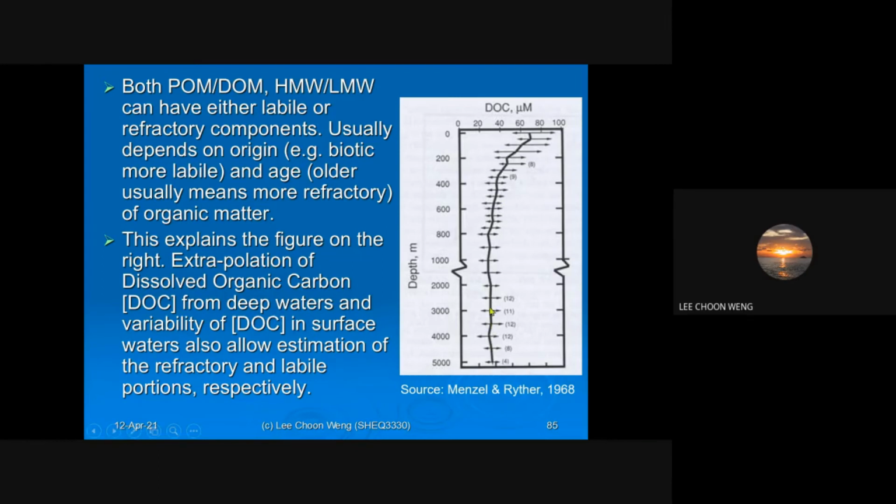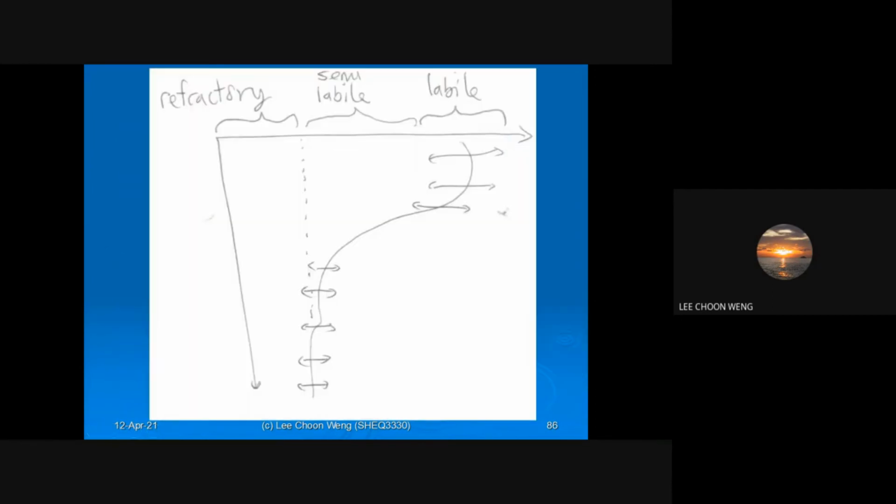So from here all the way up, to about 30 micromolar, is your refractory portion. And from here to here, about 40 micromolar is your labile portion. And another 30 micromolar in the middle here is semi-labile. So that's how you can use this to interpret your DOC data.